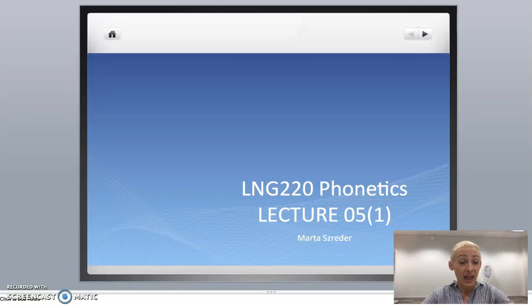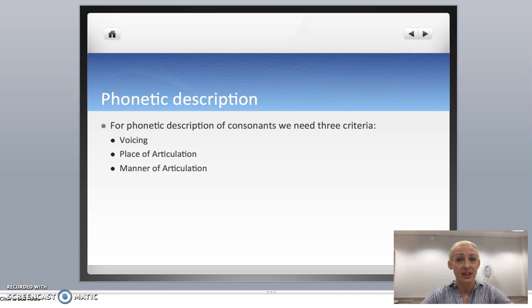Hello. Today I will tell you about the last feature that we use to describe consonants. We already talked about voicing and place of articulation, and today we will talk about manner of articulation.